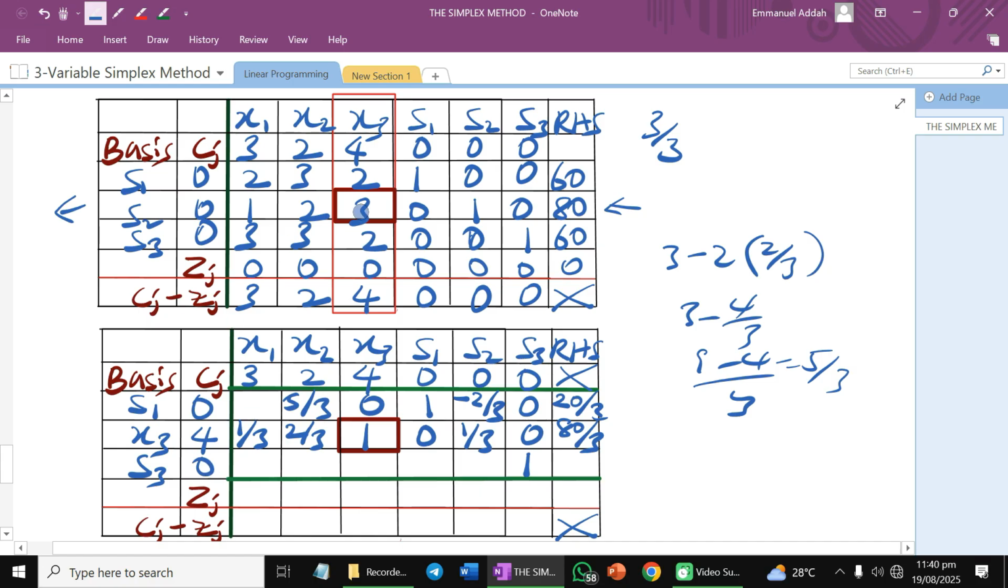Here will be 2 minus 2 times that, 2 minus 2 into 1 over 3. That will give us 2 minus 2 over 3. LCM is 3 there. Here you have 6 minus 2, which is 4 over 3. So here will be 4 over 3. We are finished with that row. Let's look at the next row.